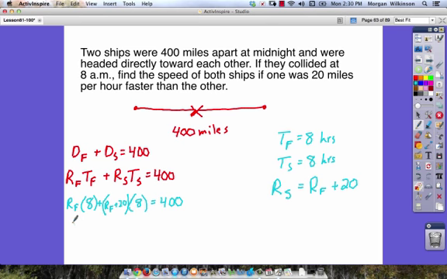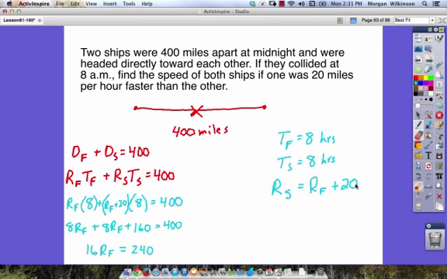Let's do that. We're going to get 8 times r sub f plus 8 times r sub f, plus 8 times 20, which is 160. This all equals 400. Now, in order to solve, let's put together our r sub f's. We're going to have 16 r sub f's because 8 plus 8 equals 16. And then if we subtract 160 from both sides, 400 minus 160 must equal 240. 16 r sub f equals 240.